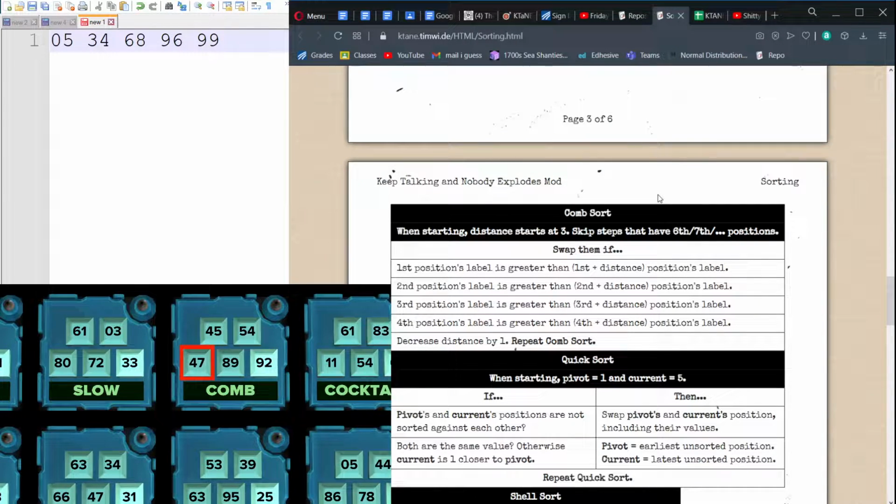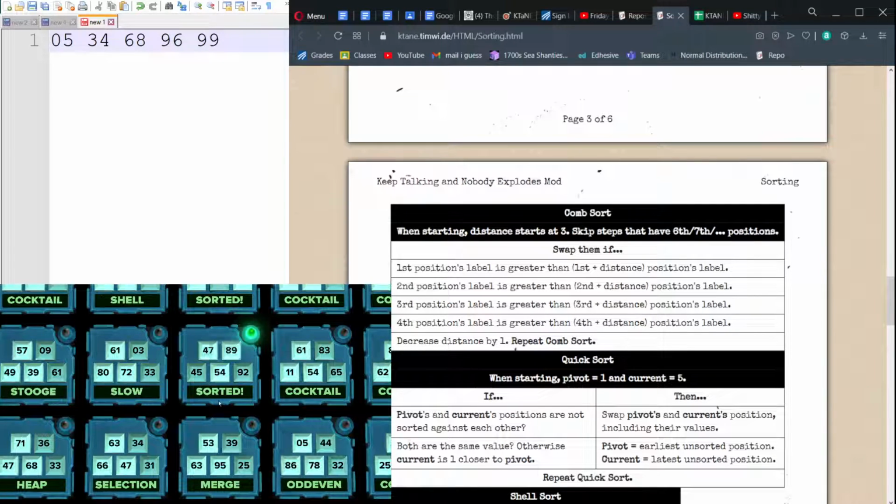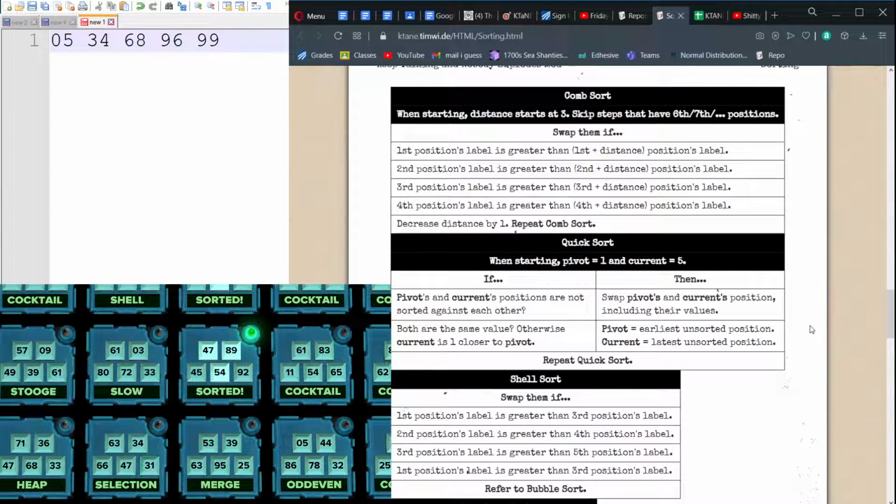And now we have an offset of 1. And that's basically just decrease the offset, swap the two if the left one is greater. So 45 and 47, then 89 and 54. So basically, once you do the comb step for the third time, you then just do an insertion sort. Alright, but there's comb sort.